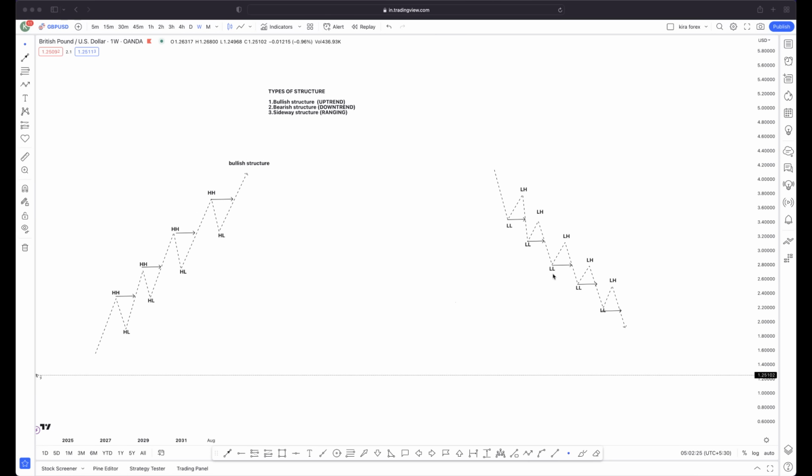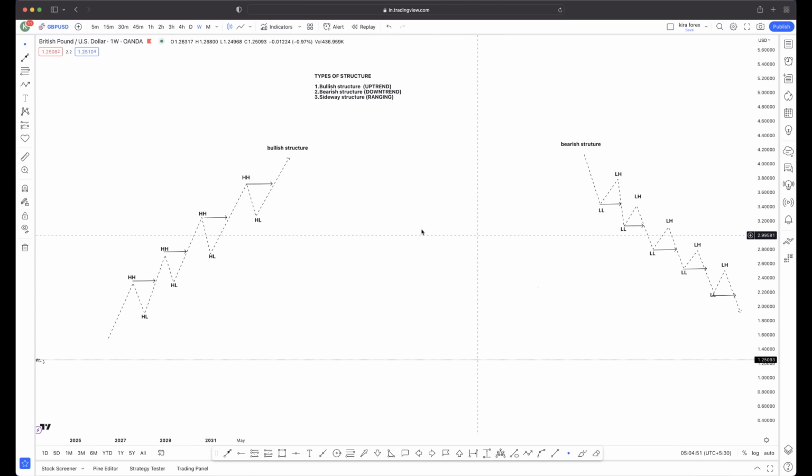So when one lower low breaks a low to form another lower low, this also breaks this to form this. So basically this is a bearish structure or a downtrend structure. Like I said, it is just the opposite of the bullish structure. With the bullish structure we are going up, and with the bearish structure we are coming down. So this is a bullish structure, an uptrend. This is a bearish structure, a downtrend.